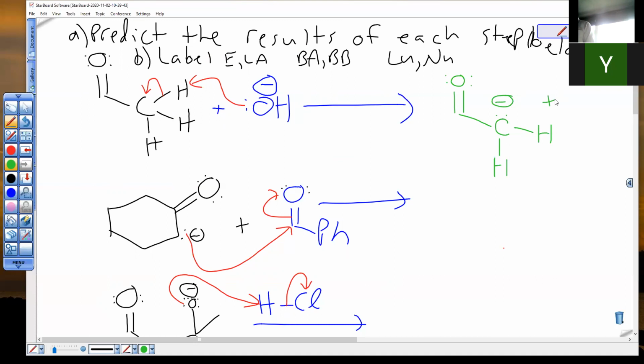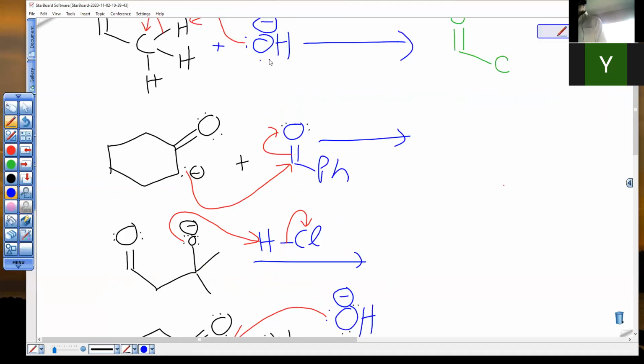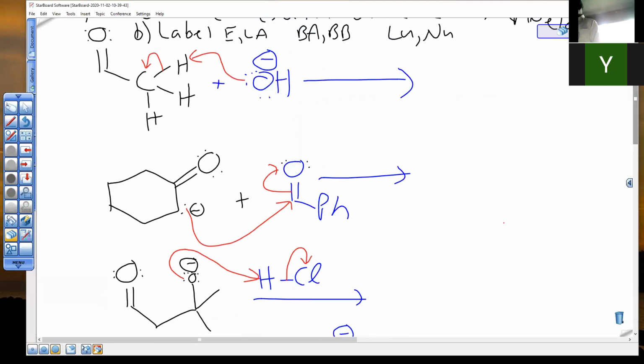What else do you have? You have H attached to OH, AKA water. Retrofitting this one. And this one. And getting rid of our partial answer. Fun.